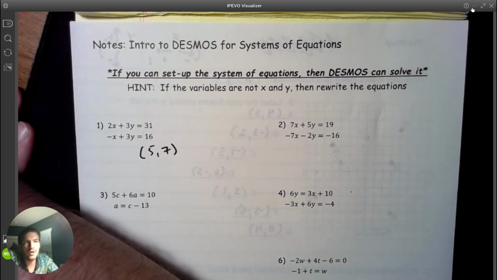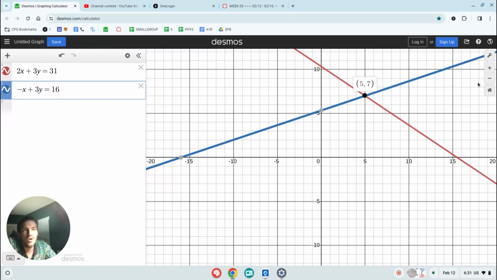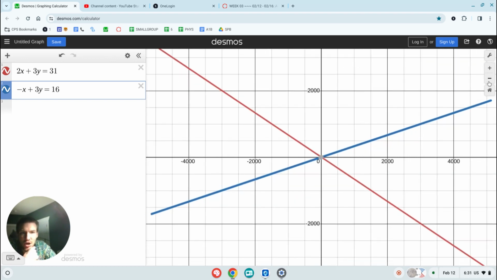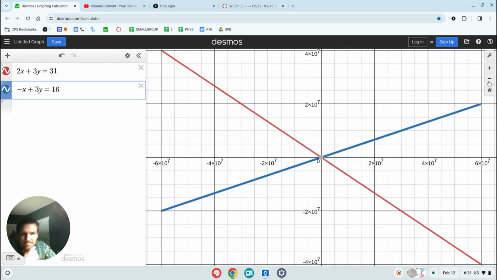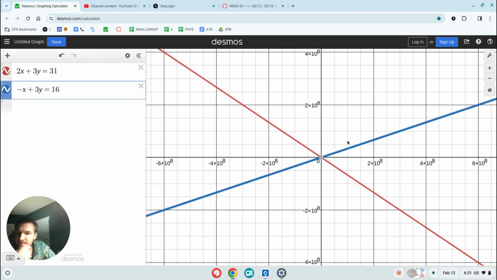Okay, now I do want to show you this. What's going to happen, this happens every year, is kids get really confused, okay? And it's because on Desmos, they're zoomed out right here, and they look at this, and they say, Mr. Collier, this doesn't make any sense. What is this coordinate? And the reality is, they're looking at, I mean, what is this? 20 million or something like that?